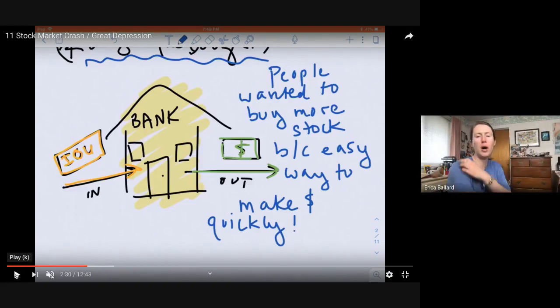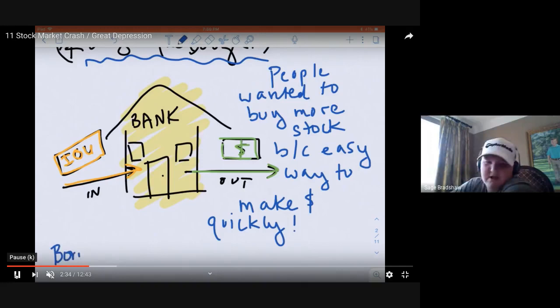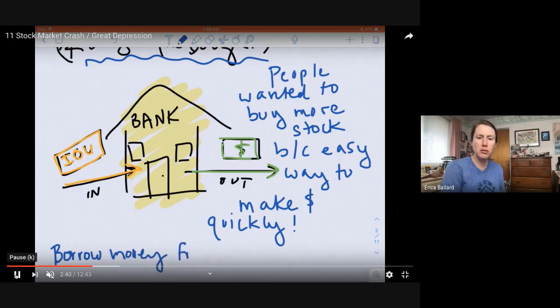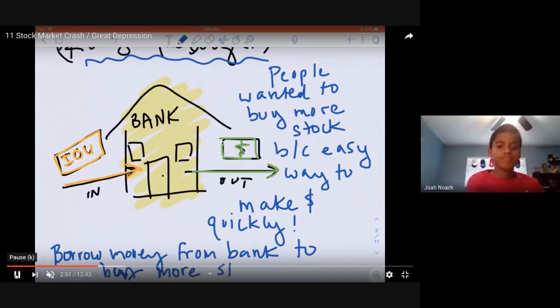Okay, so people wanted to buy more stock because it was an easy way to make money quickly. Is it still like that? Can you make a lot of money from the stock market or not? To some extent, you can still do this. I don't think you can do it quite as much now. So, borrow money from the bank to buy more stock.